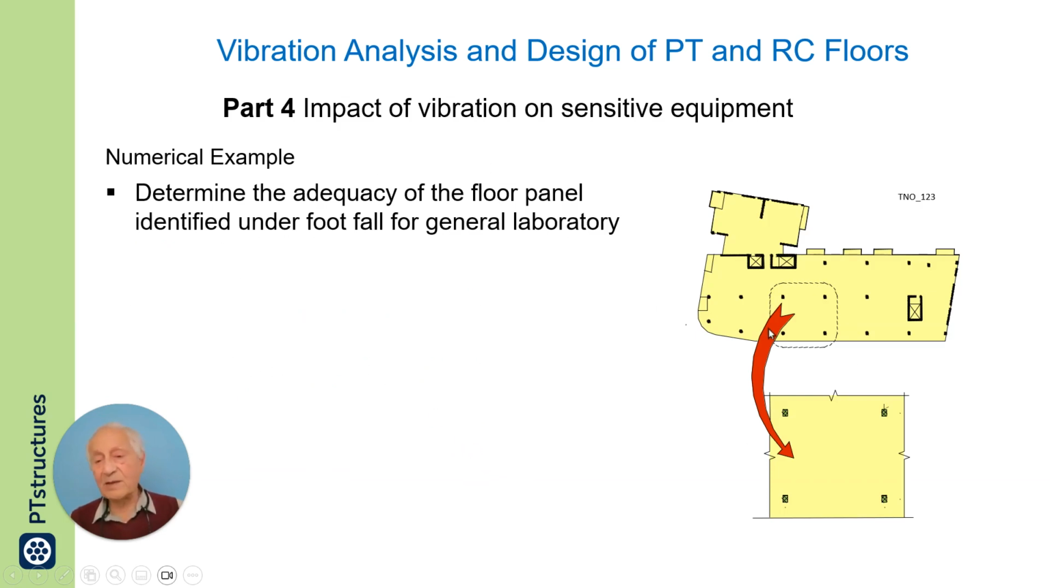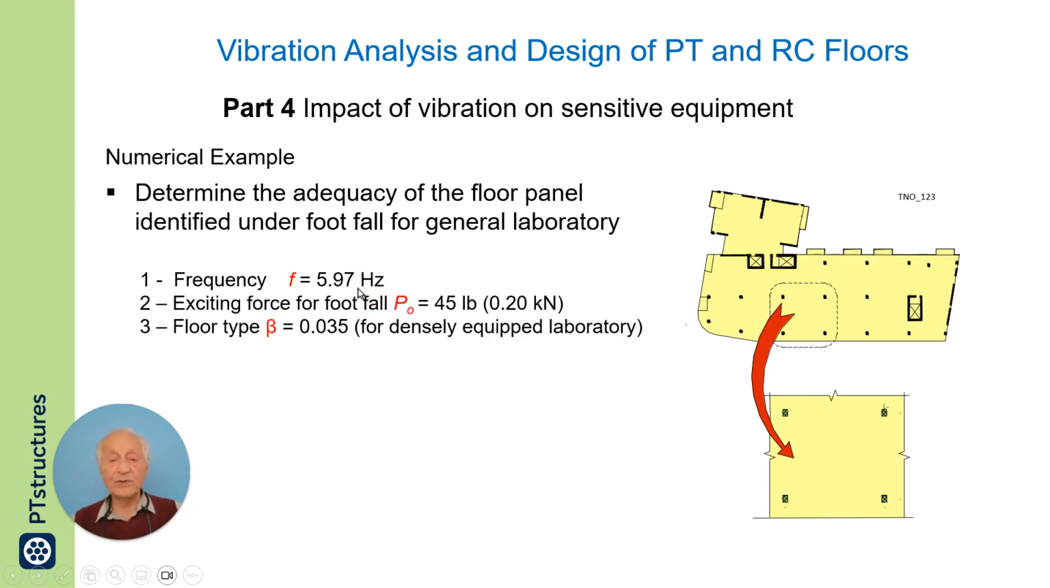Now, if you go back to the same example, determine the adequacy of the floor as a result of footfall, for a general laboratory. Frequency doesn't change. That's what we calculated before. Exciting force in this case doesn't change. It is the same individual walking. Damping factor the same. Weight of the floor the same. So the only thing is now we calculate the velocity.